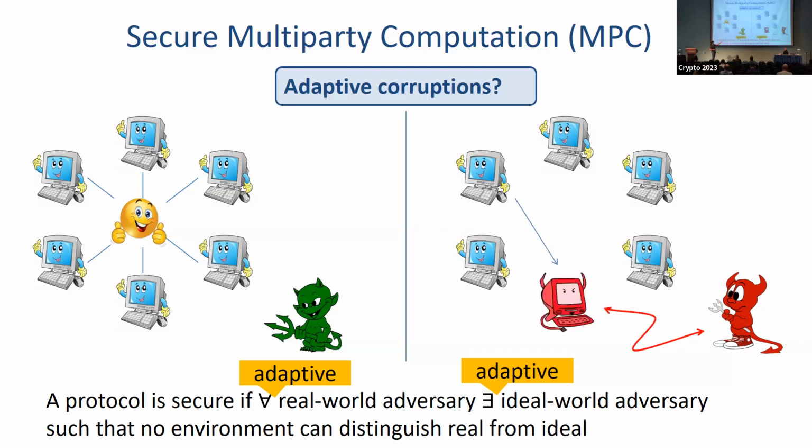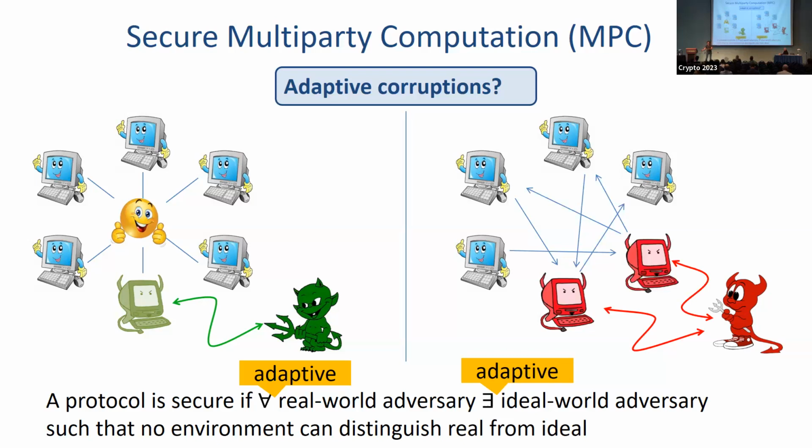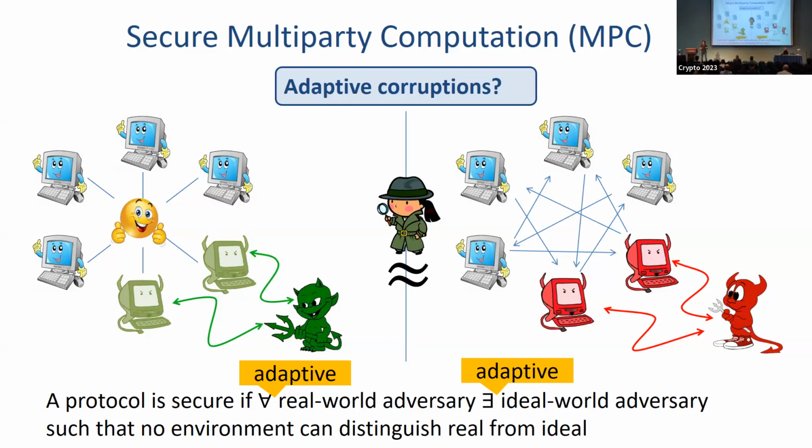Right? So the adversary can see something that happens and then decide who to corrupt. So we also allow the ideal world adversary to corrupt at the same time. And then the protocol proceeds, and then the adversary corrupts another party. So we also allow the ideal world adversary to corrupt that other party, and then the protocol completes, and we want that to say that no distinguisher or no environment can tell real or ideal apart.